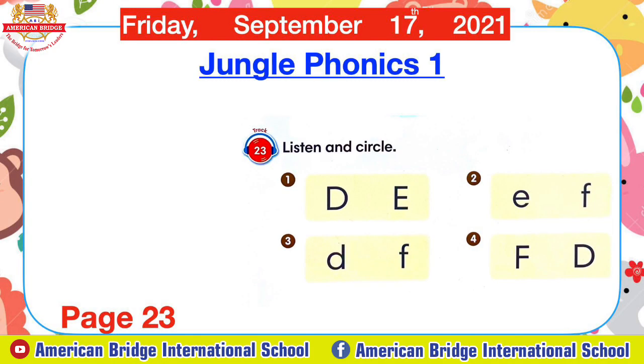Track 23. Listen and circle. 1. Duck, duck. 2. Egg, egg. 3. Fish, fish. 4. Fan, fan.